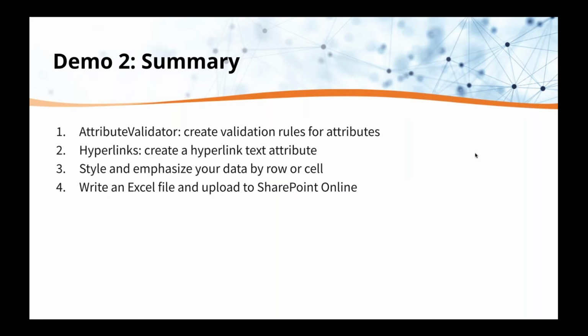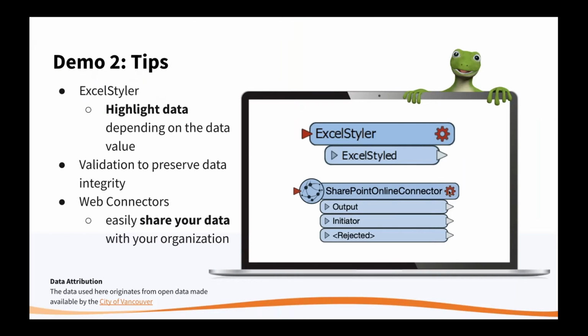So just to sum up what I showed, we validated our data by creating rules. We created a hyperlinked text. We styled and emphasized our data by row and color. And we wrote our Excel file and uploaded it to SharePoint. I'd say there's quite a few different tips for this demo. Using the Excel styler, if you need to set background colors or format different numbers, that is a handy transformer to use. You can also validate and preserve data using FME.